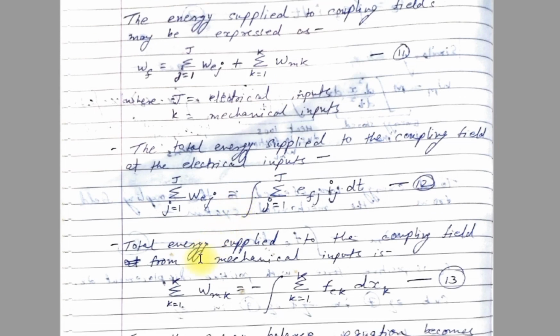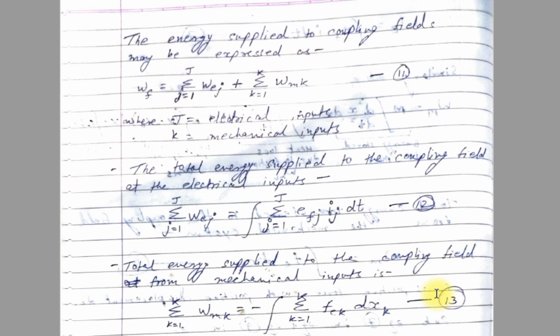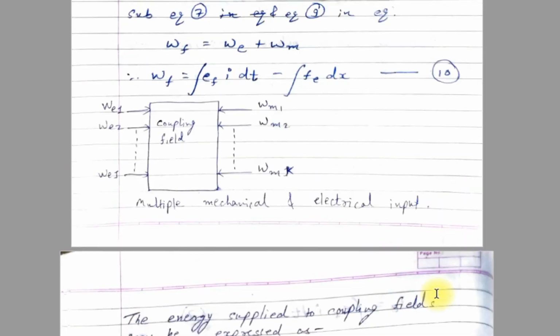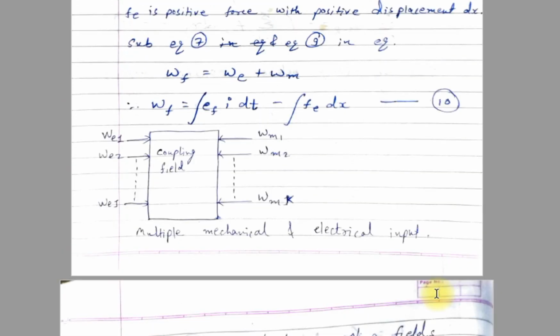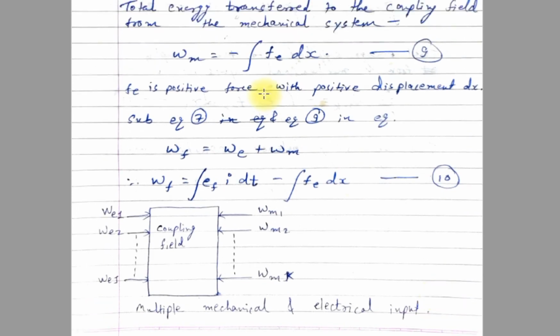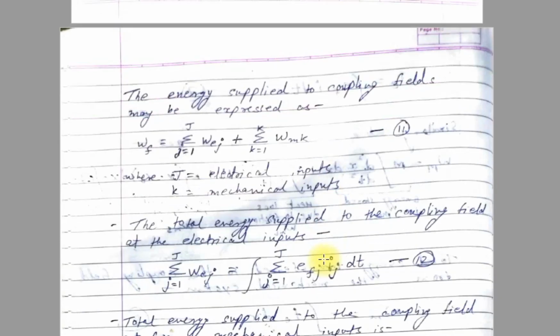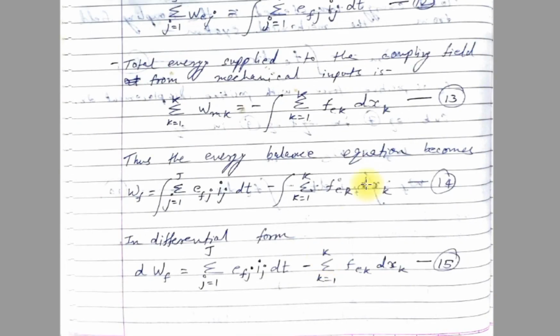Similarly, if we want to find out what is sigma WMK, that is equal to minus of sigma FEK into dxk. Now again, how did we get this equation number 13? So we got this equation number 13 by modifying my equation number 9. Equation number 9 is just for a single input. If we have multiple inputs, we will modify our equation accordingly.